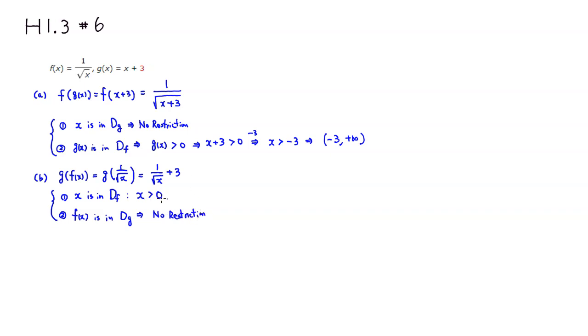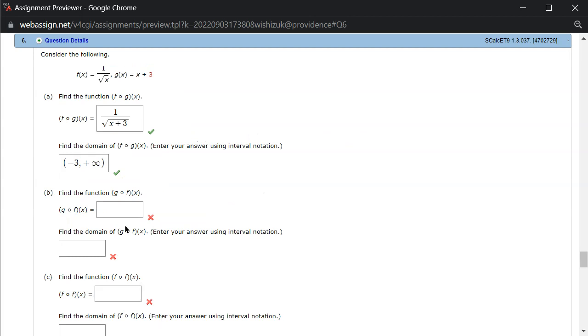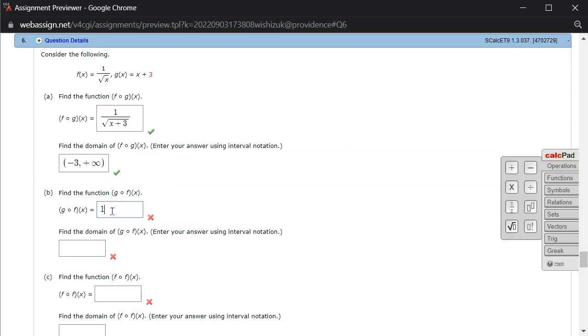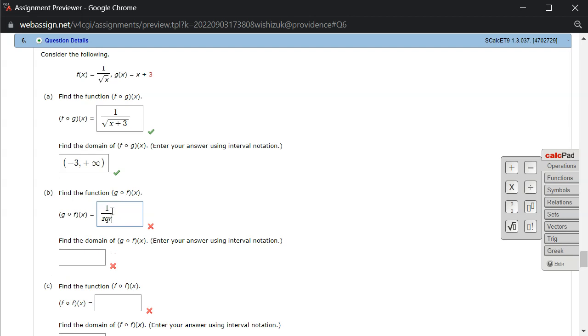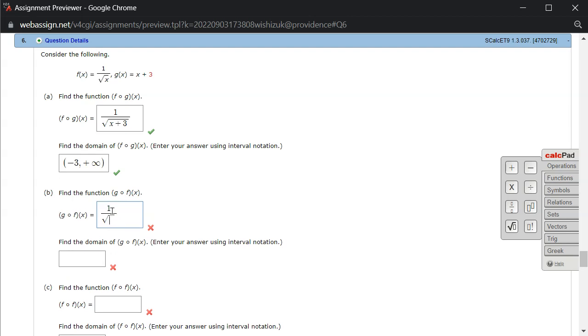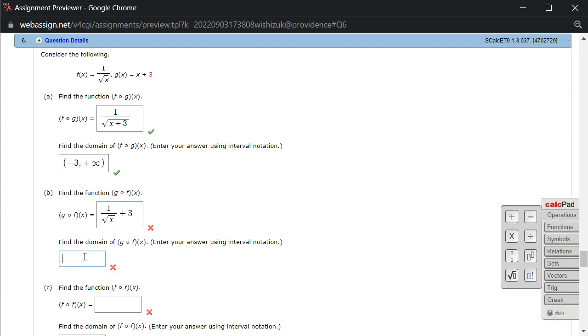So if you write it in interval notation, starting from 0 to infinity, x is greater than 0. All right, so let's type it in. You have 1 over square root of x plus 3. Then we have to make sure that x is positive.